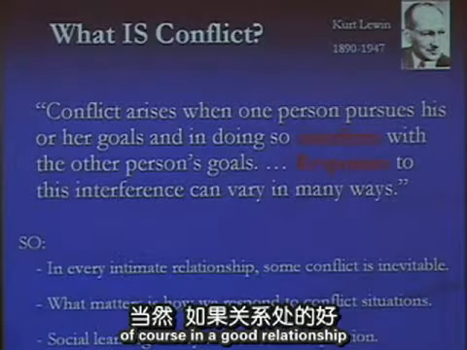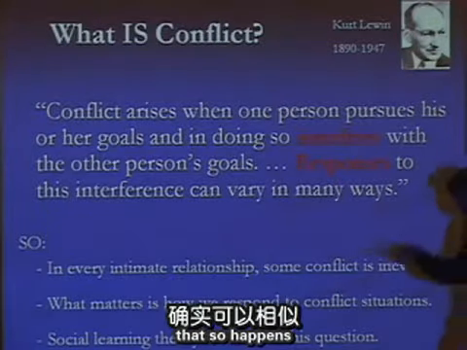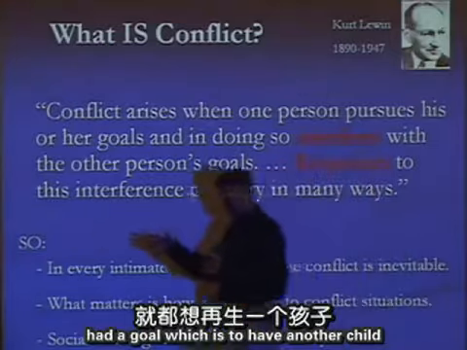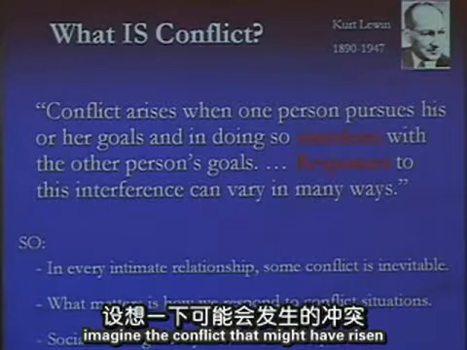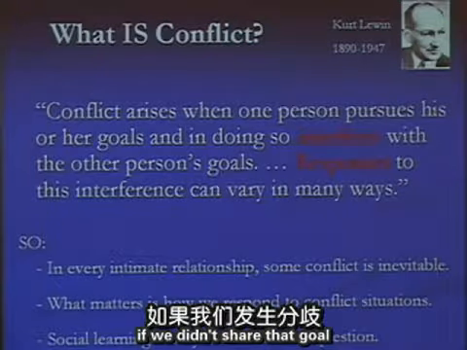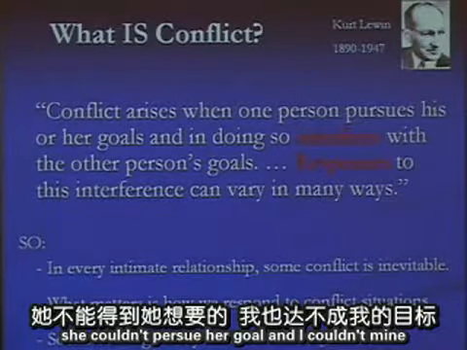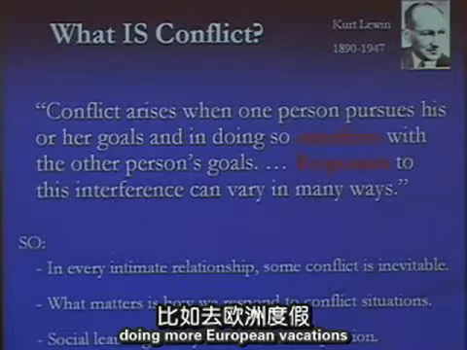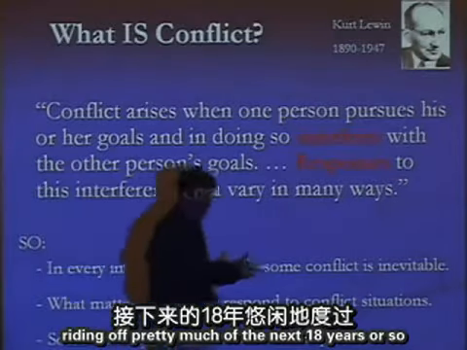Now, of course, in a good relationship, a lot of my main goals do coincide. It just so happens that my wife and I had a goal, which is to have another child, and that was something we shared. Imagine the conflict that might have arisen if we didn't share that goal. And that's a problem, because her pursuing her goal, I couldn't have pursued my goal of doing more European vacations, which we're pretty much writing off for the next 18 years or so.